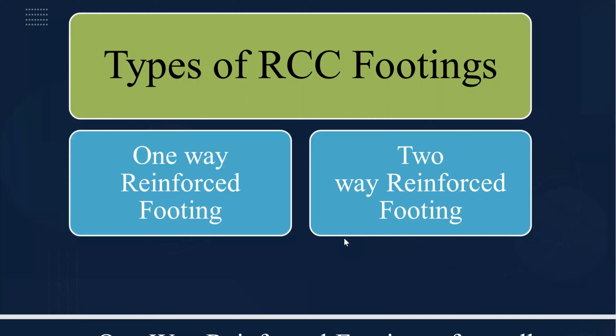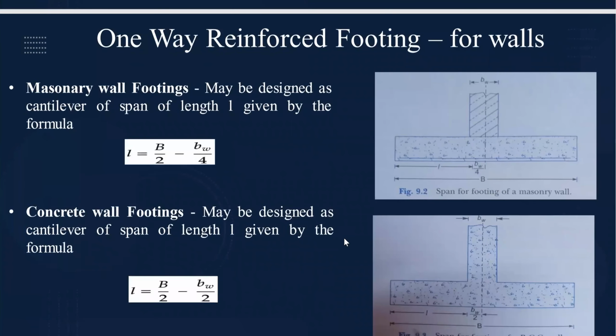The next thing is, what are the different types of RCC footings? One of them is one-way reinforced footing and the second one is two-way reinforced footing. Now, one-way reinforced footings are basically meant for the walls. It may be a masonry wall footing or it may be a concrete wall footing.